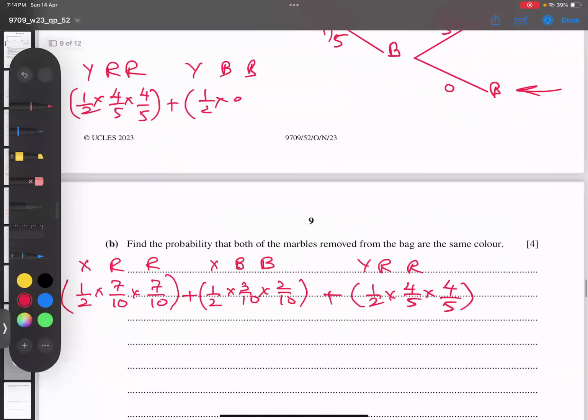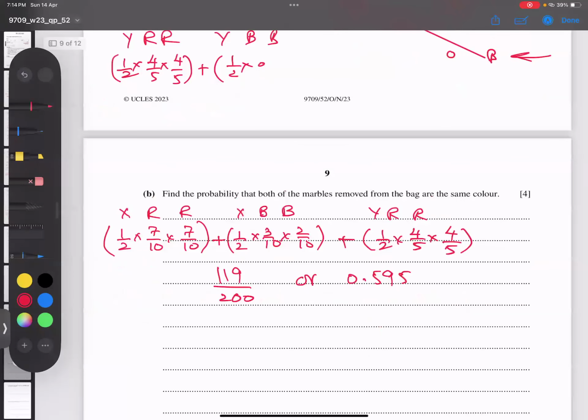Okay, I'm going to type in the calculator, students. One minute, please. Half into 7 divided by 10 into 7 divided by 10 plus half into 3 divided by 10 into 2 divided by 10 plus half into 4 divided by 5 into 4 over 5. So the answer is coming to me as 119 over 200. Okay, or I can write it as a decimal, 0.595. Both are okay. So now let's go for the next part.